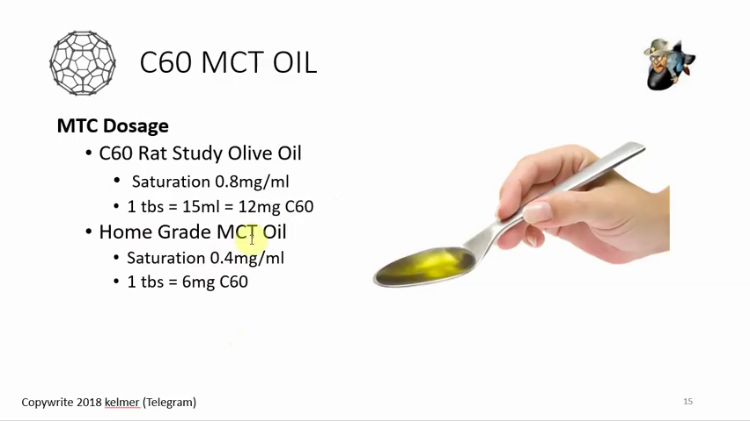Now, when you make this home grade and it's only 0.4, it's half of that. So one tablespoon of home grade MCT oil is only going to be 6 milligrams of C60 in terms of a dose. If you're going to take C60 MCT oil as your primary source of C60, then keep in mind that to get the same normal dose that you would get in avocado oil, you need to take twice as much MCT oil. Okay, so keep that in mind.